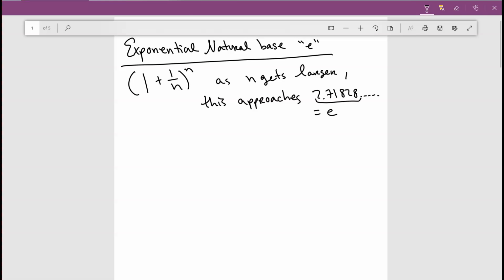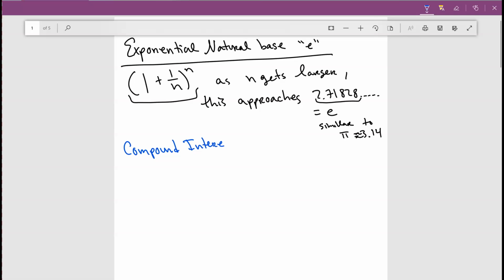You can see this letter e on your calculator. It's very similar to pi. If you remember, pi appears in geometry and is approximately 3.14. In this case, e is 2.71. And you're probably wondering where exactly this expression is coming from. Well, it's coming from a particular formula, and that formula is compound interest.